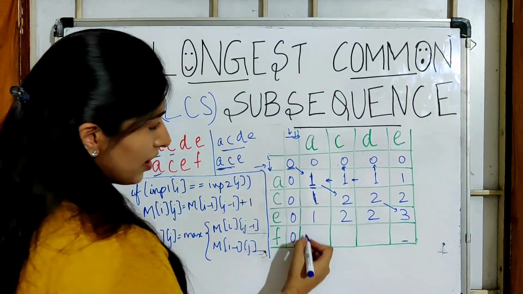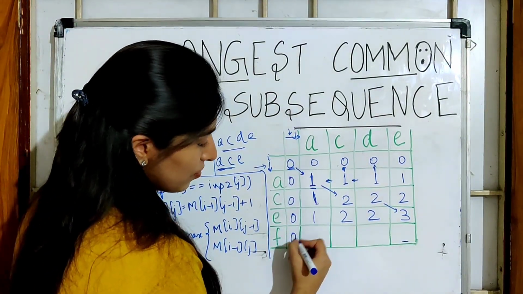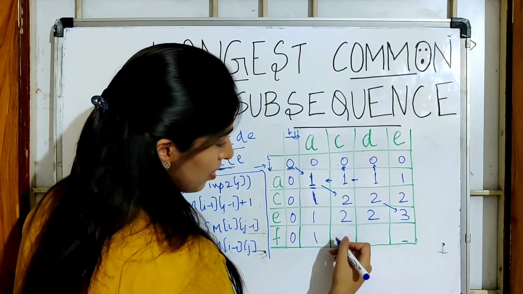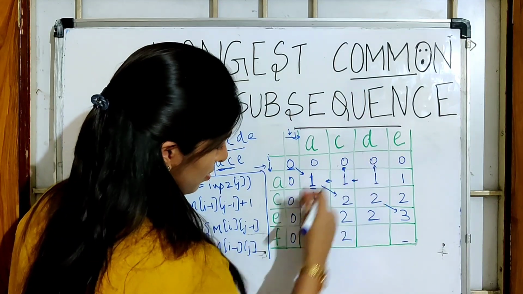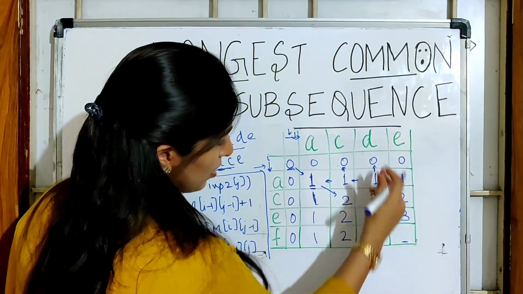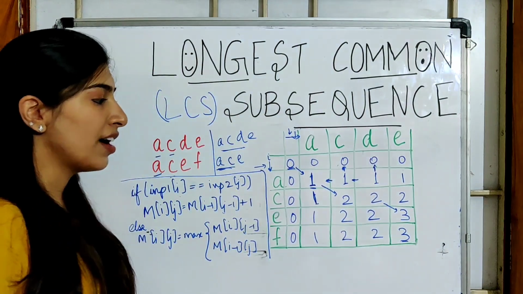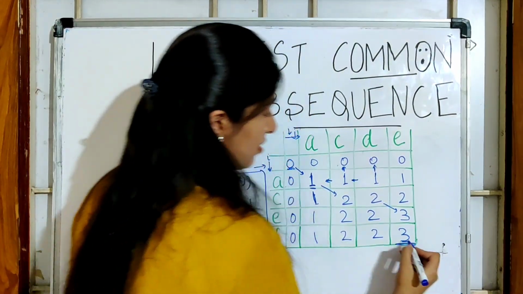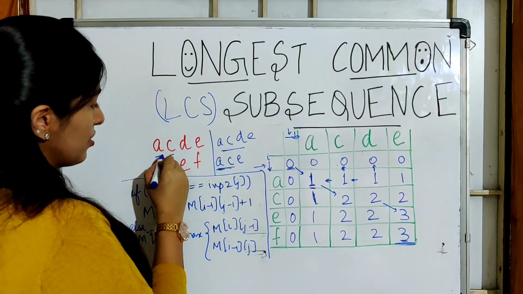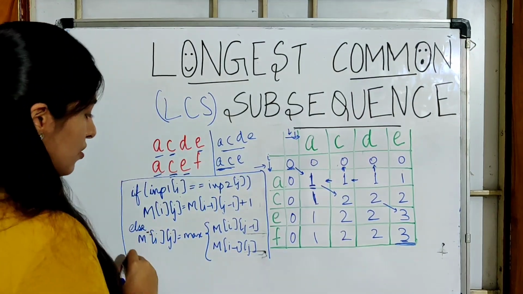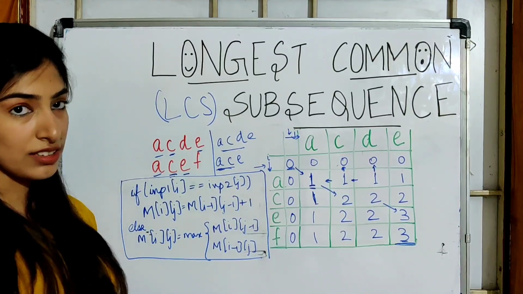Now again here F and A are not equal, so max of these two, 1. F and C are not equal, max of these two again 2. Not equal, max of these two 2. Not equal, max of these two 3. Right? So our final answer is length 3. Our answer of this was ACE, right? This is of length 3. So this is our final formula and it works.